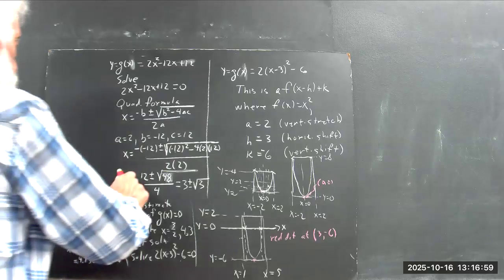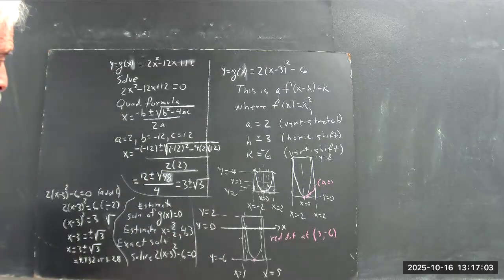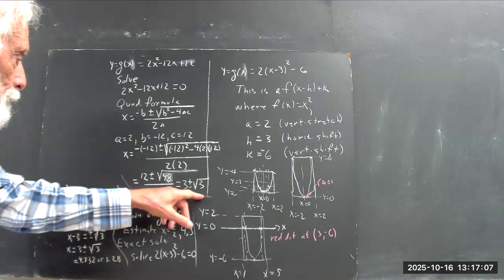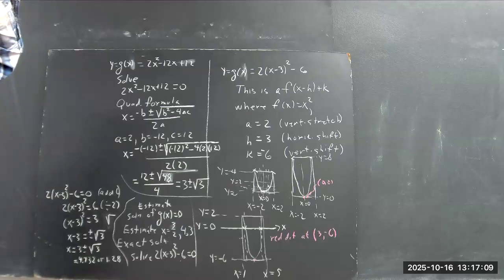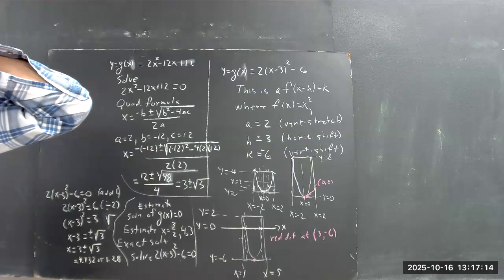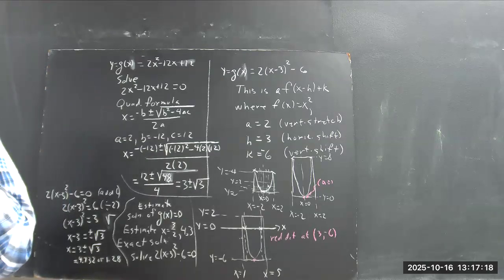Now, I've done a couple of things that you need to learn to do. But they're pretty straightforward. So the quadratic formula shouldn't scare anybody. It's going to tell us where the zeros are. Make sense?